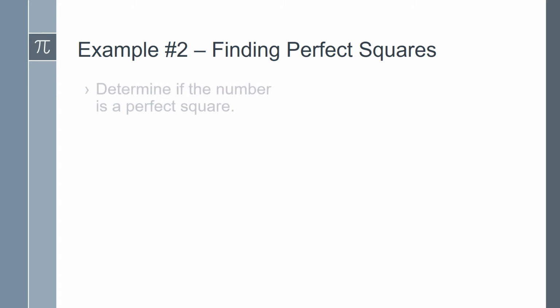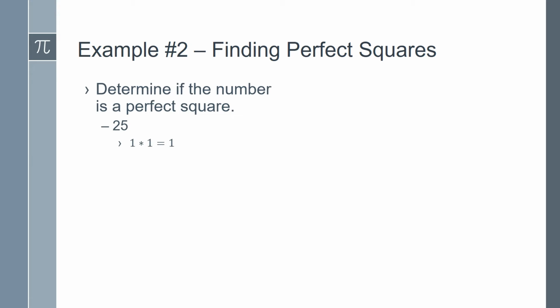Example number 2. Determine if the number is a perfect square. The number 25. Now we could just refer back to our list, but we want to practice. So let's try this. We'll keep writing down perfect squares until we either find the number that matches, or we find that we've passed the number that we're looking for.